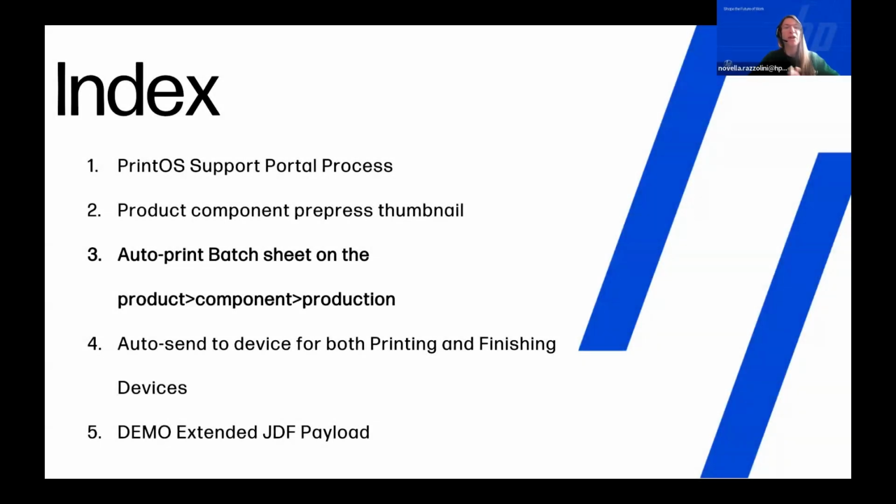All right, we will now jump into the automation part of the service cast, and specifically, we will start by showing a very requested feature, which is the auto print the batch sheet and its options. This is found at the product component production level. The goal is, of course, to reduce the manual intervention and repetitive clicks. And this came from the need to automatically print the batch sheet when the batch is either created or sent to the device.